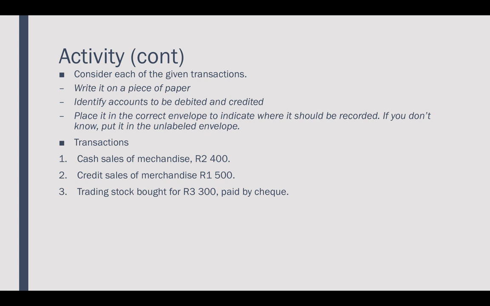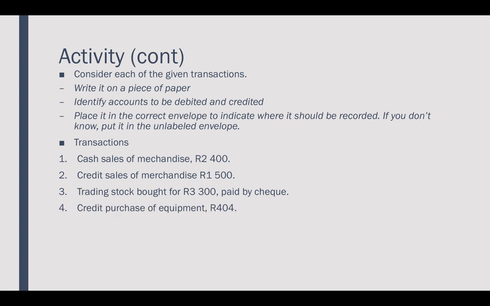Number 3, trading stock bought for 3,300 Rand, paid by check. This transaction involves purchases paid for by cash. So therefore you would debit your purchases expense and you would credit your bank. Because you are crediting bank, it means that this will need to go in the envelope for your cash book payments.